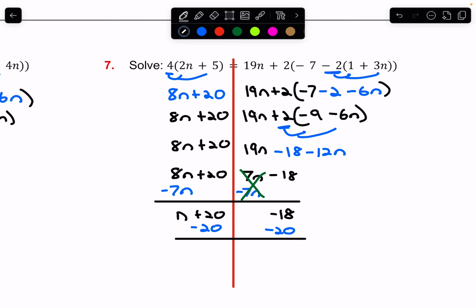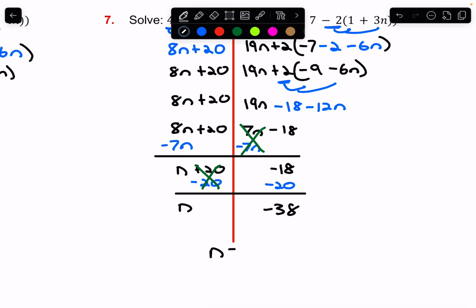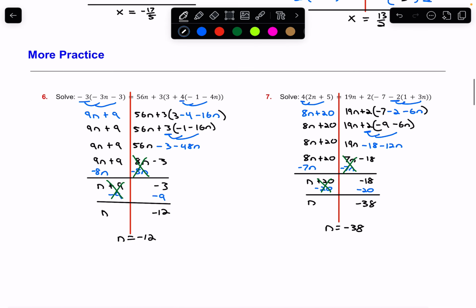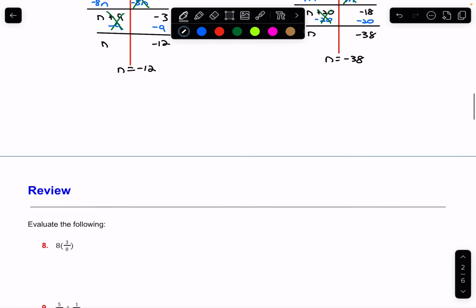And what we are left with is that n on the left, these 20's cancel, is equal to negative 38. And so n is in fact negative 38. And ooh-wee, that was a lot of steps. But hey, not so bad. All right, let's go ahead and keep going.